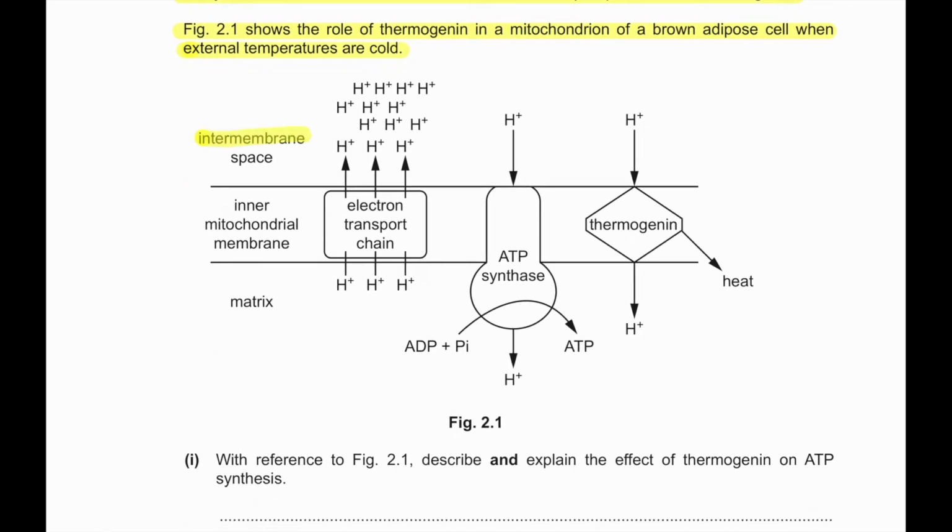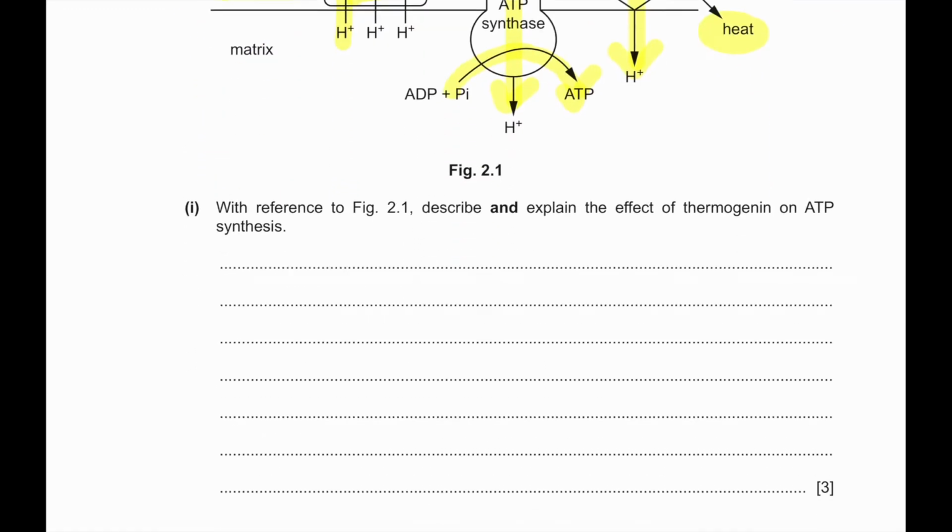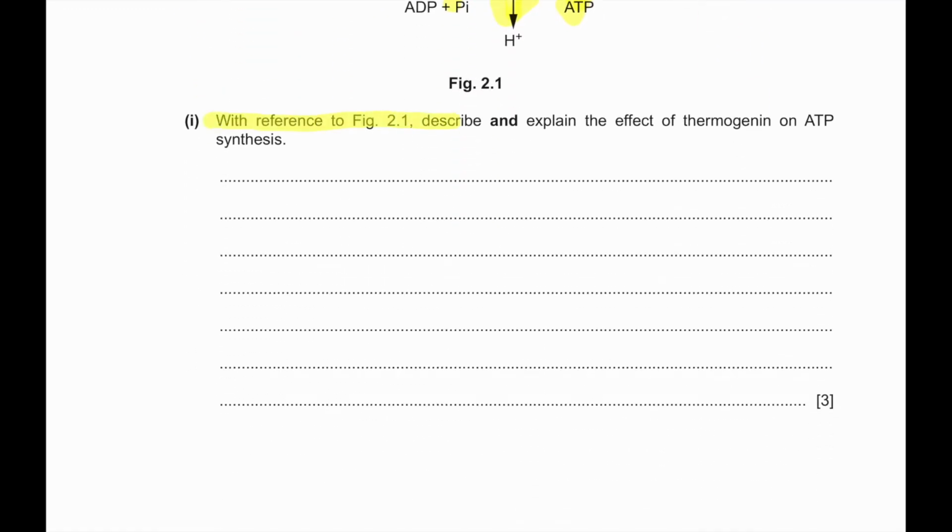So we can see the intermembrane space, the inner membrane of mitochondria, and then we can see the electron transport chain. H plus ions are being pumped by the electron transport chain. H plus ions can come back through the ATP synthase, and as a result that produces ATP. H plus ions can also come back through thermogenin, which produces direct heat energy, which is a great thing for an aquatic mammal. With reference to figure 2.1, describe and explain the effect of thermogenin on ATP synthesis.